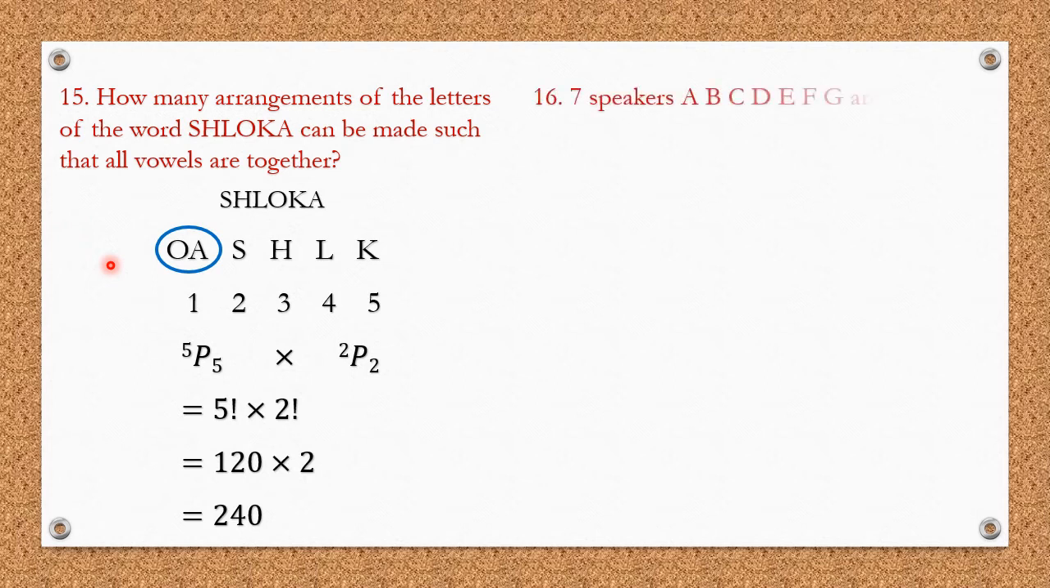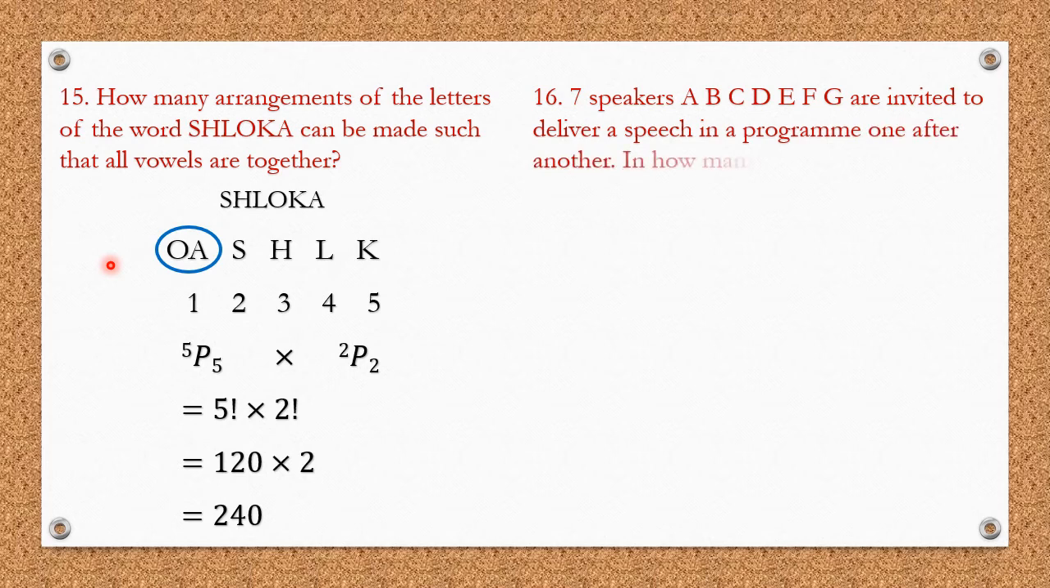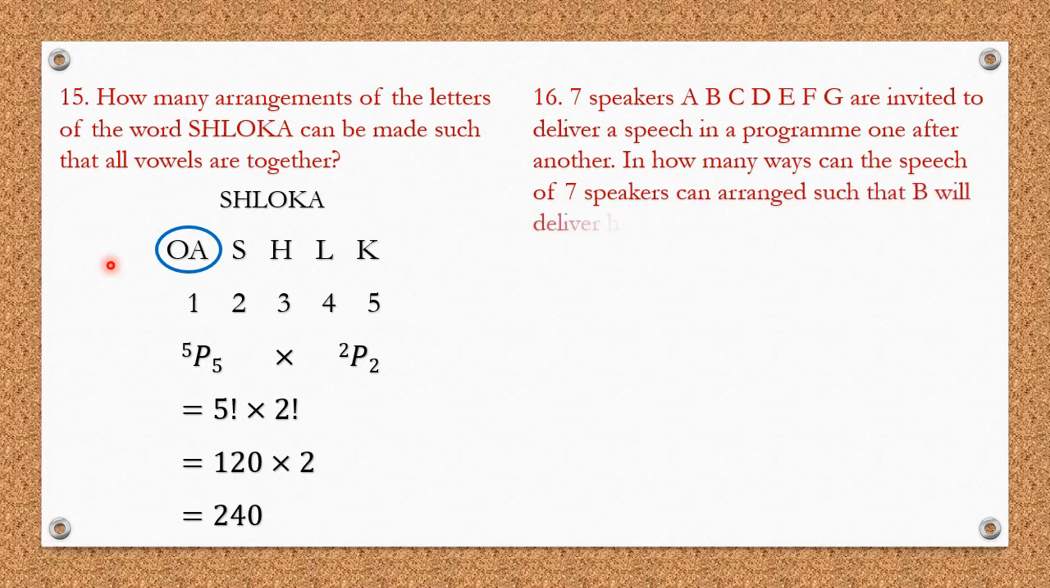The last question of exercise 6.1. 7 speakers A, B, C, D, E, F, G are invited to deliver a speech in a program one after another. In how many ways can the speeches of the 7 speakers be arranged such that B will deliver his speech immediately after A? Now here B must deliver his speech immediately after A. That means A and B are connected.